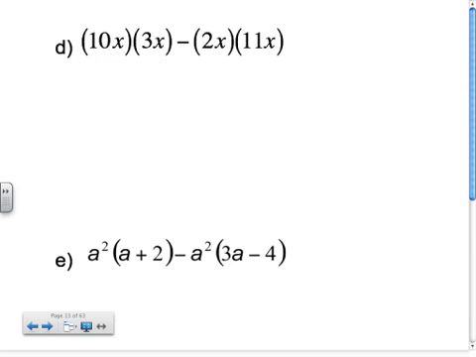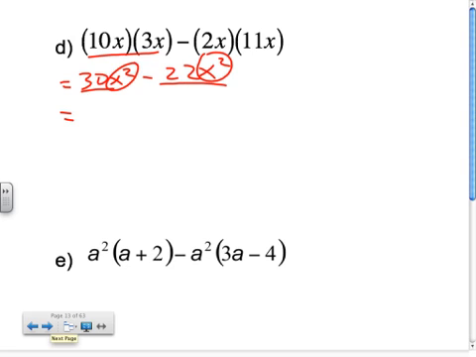Okay? Again, if I'm going to multiply this and simplify, well, these first two terms multiply: 10 times 3 is 30. X and x makes x squared. Minus 2 times 11 is 22. X and x makes x squared. And I can go one more step now since I have x squared and x squared. Since those are the same, I have 33x squared minus 22x squared. 33 minus 22 is just 11x squared.